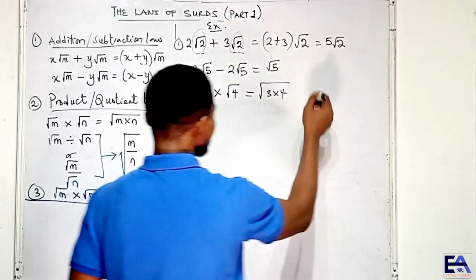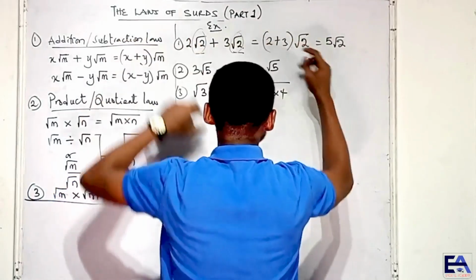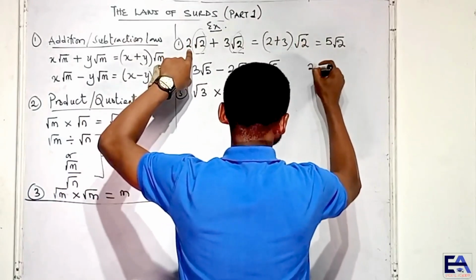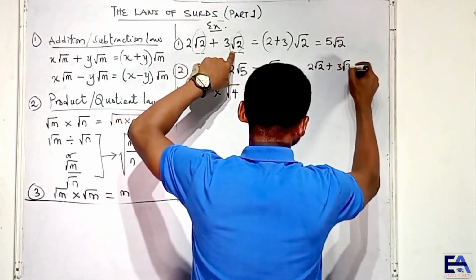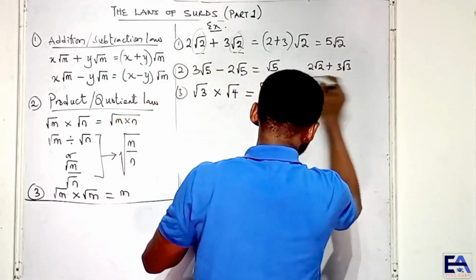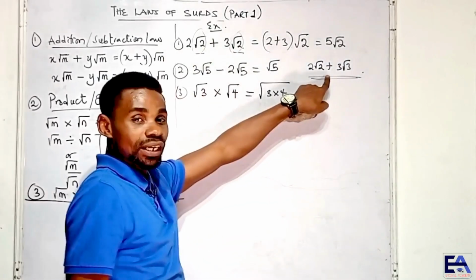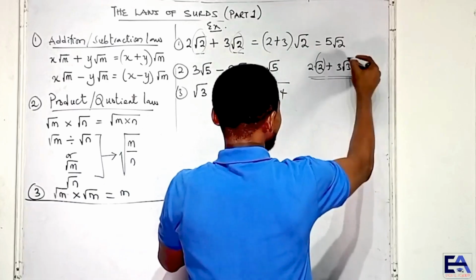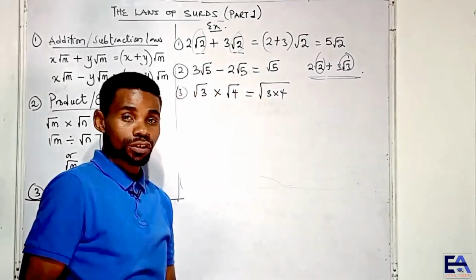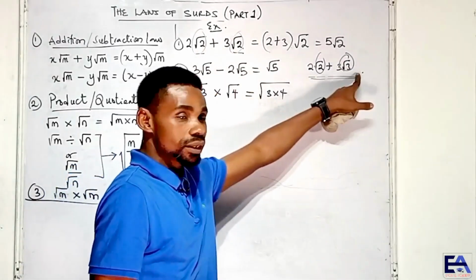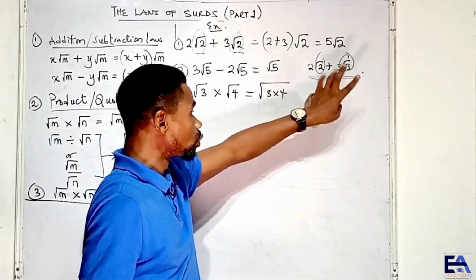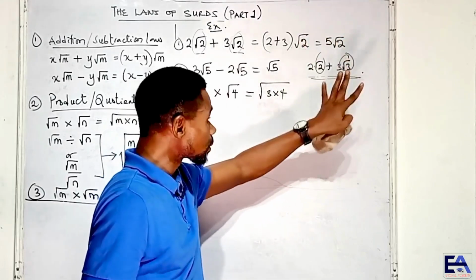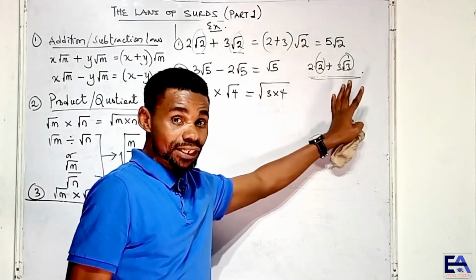Please mind you, if I had 2 root 2 plus 3 root 3, we cannot add. You just leave the answer this way and stop there, reason being that they are not identical surds. You can only add when they are identical. They are not the same, so you just leave the answer this way. There's nothing you can do about it at this stage.